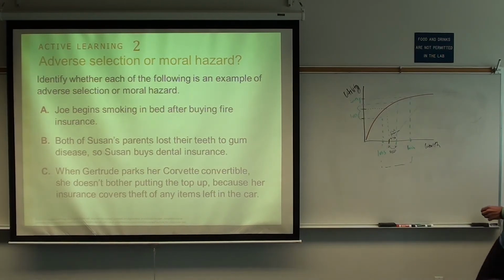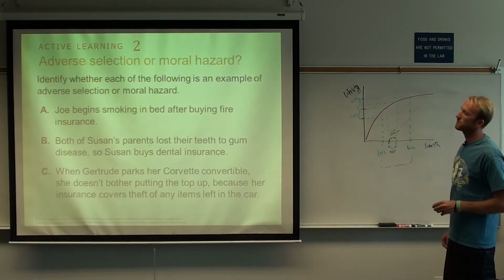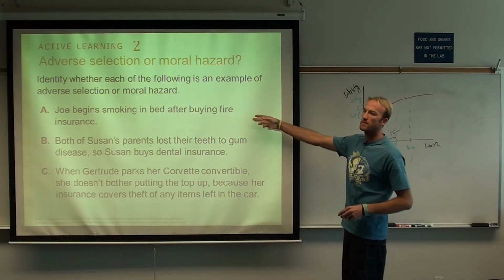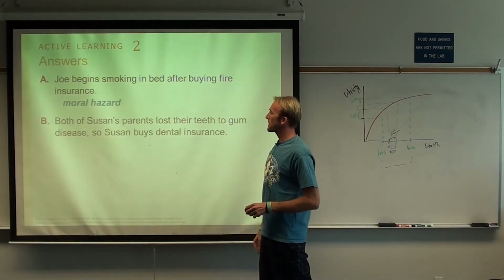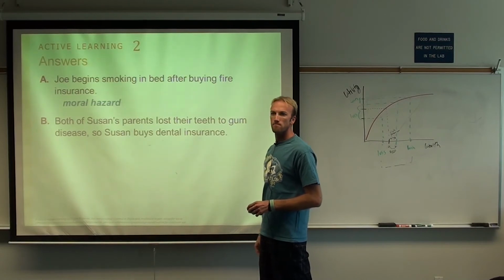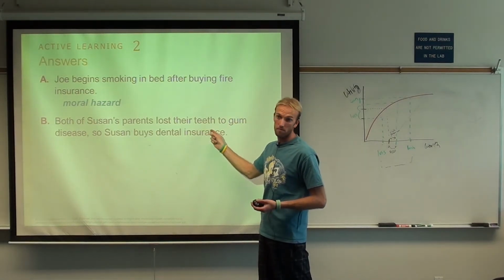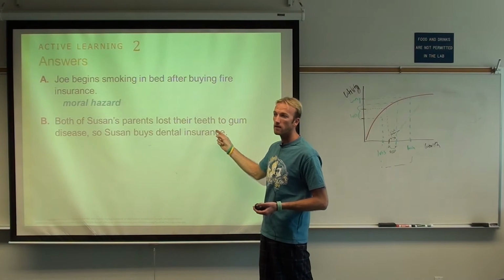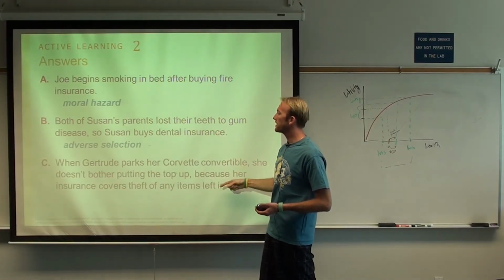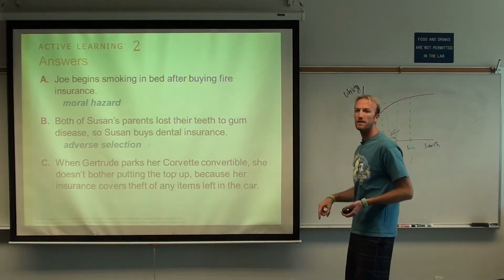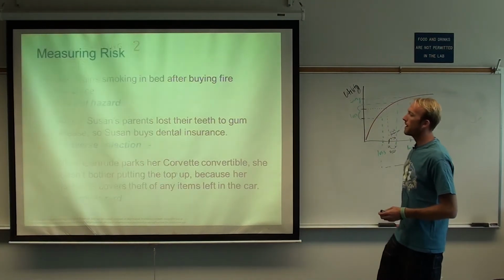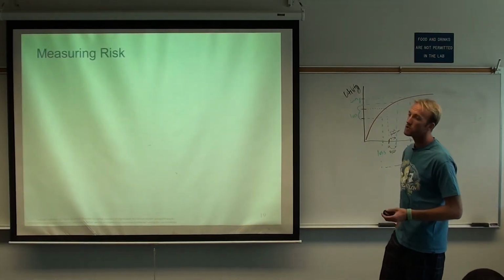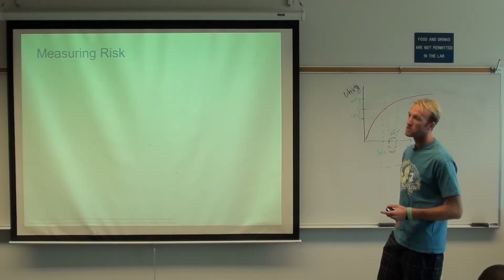Okay, what did you get for A? It's moral hazard. This guy's super risky, right? What did you get for B? Adverse selection. She knows she's going to have tooth problems, probably. Both her parents had it, right? So she buys it. What about this girl with her Corvette? She didn't put the top up. Moral hazard. Very good. Okay, so those are just some problems with insurance.